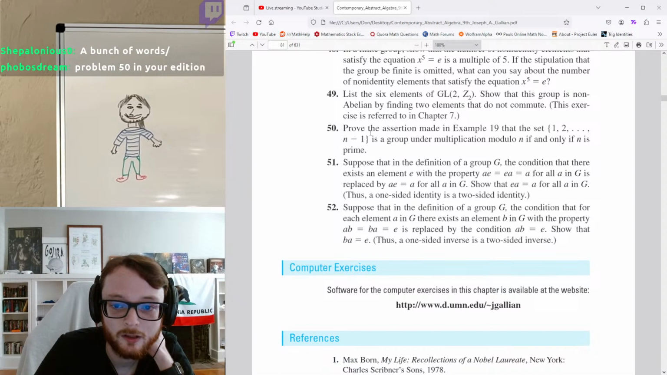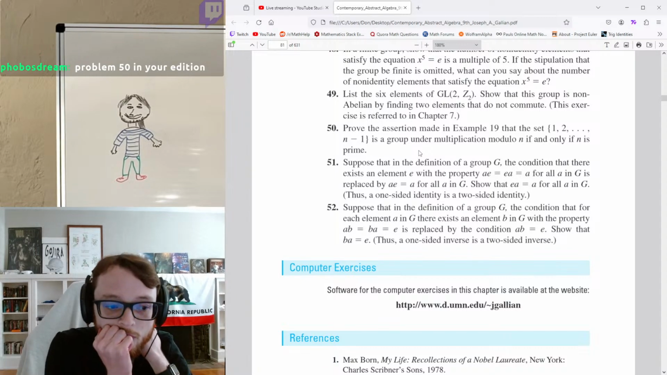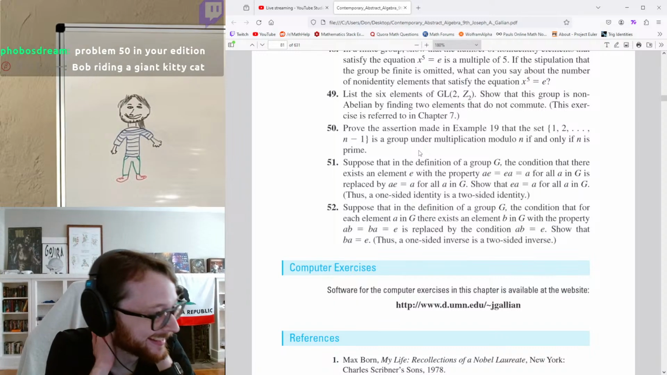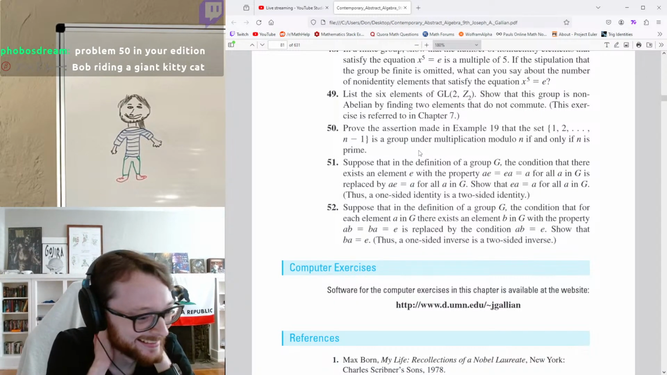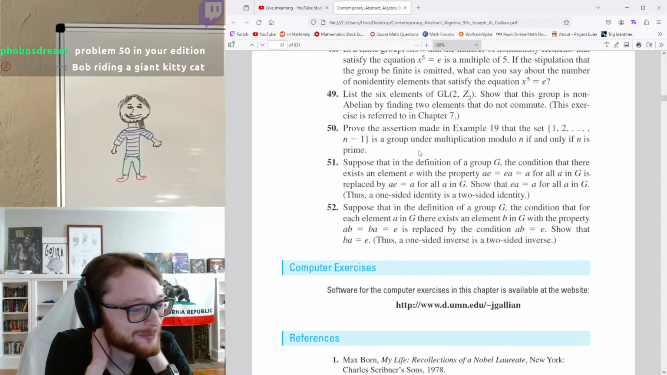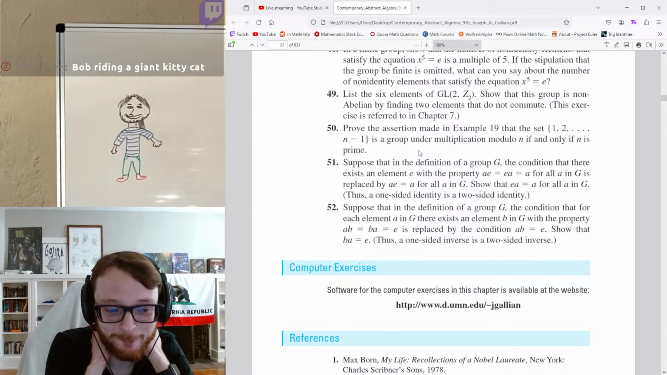The assertion made. Bob writing a giant kitty cat. Okay. We can do that.